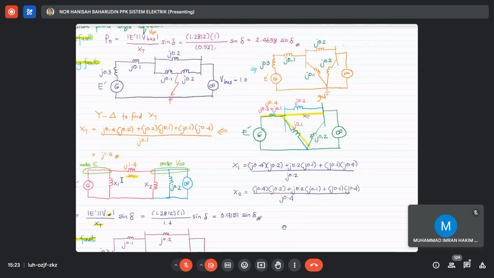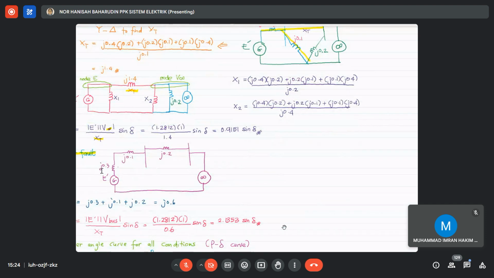So what will happen to your X1 and X2? You are not going to use them, because the only reactance that you need for your calculation here is the transfer reactance between E prime and the infinity bus. So you just substitute into this equation, where the new XT during fault is 1.4. You are going to get 0.9151 sin delta.